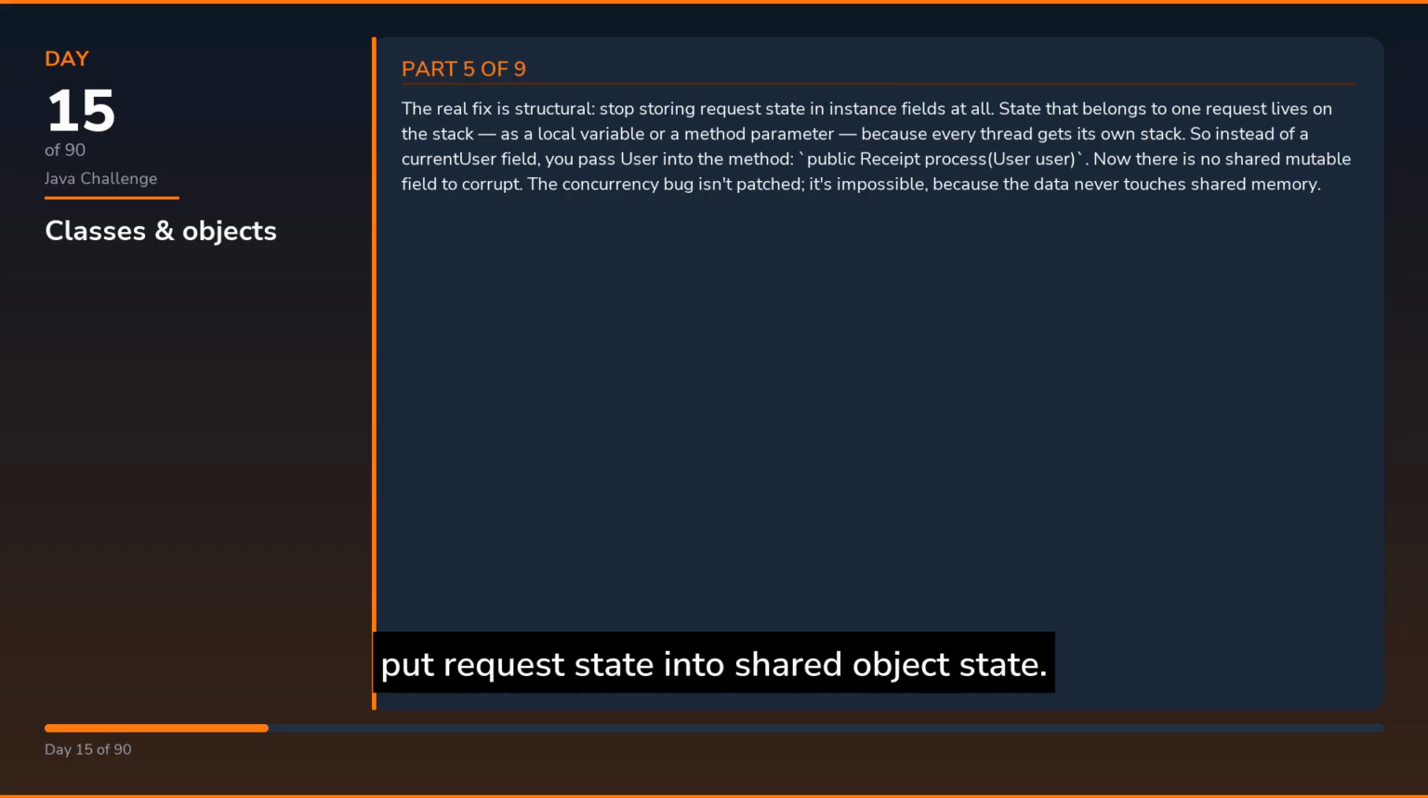The real fix is structural. Stop storing request state in instance fields at all. State that belongs to one request lives on the stack as a local variable or a method parameter because every thread gets its own stack. So instead of a currentUser field, you pass user into the method, public Receipt process(User user). Now there is no shared mutable field to corrupt. The concurrency bug isn't patched, it's impossible, because the data never touches shared memory.